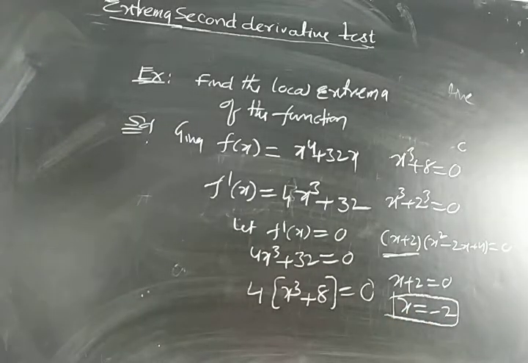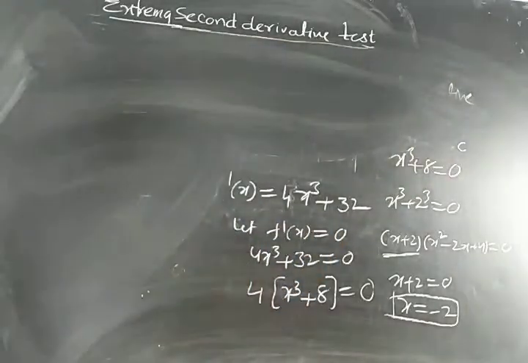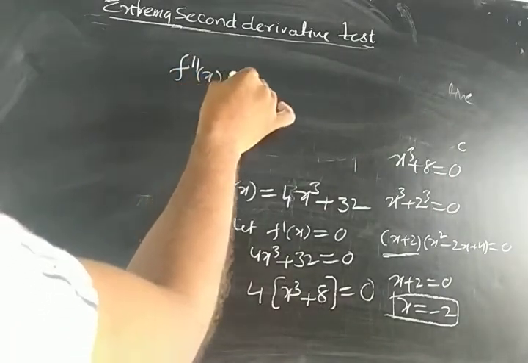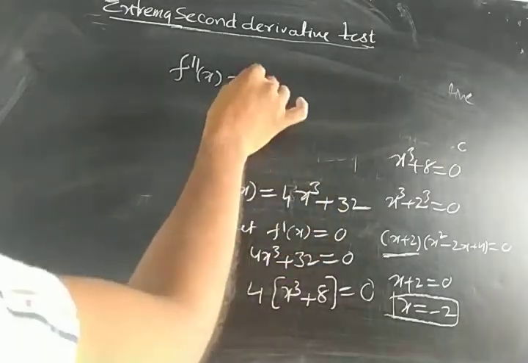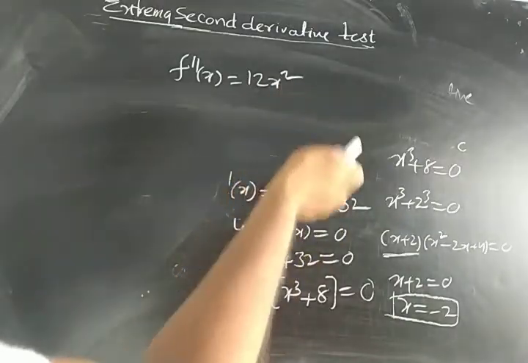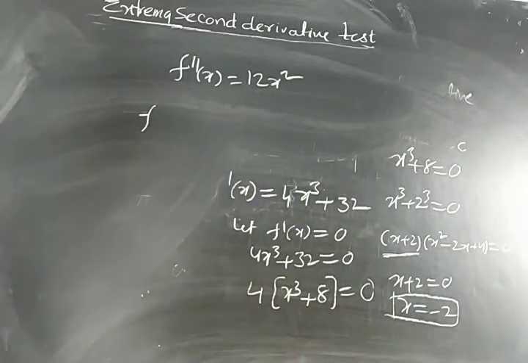Okay, so at that point I am checking the second derivative test. I got x equal to minus 2 as a critical point. Now find the second derivative, f double dash of x. This is f dash of x, and f double dash of x is 12x square. Derivative of x cube, 3 fours are 12, and x square; derivative of 32 is 0. Now I am checking the second derivative test.